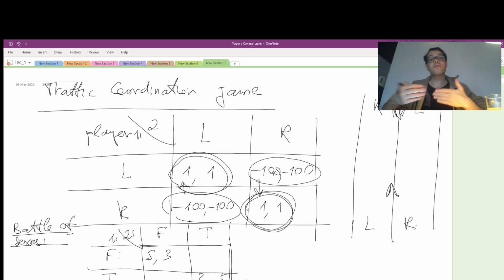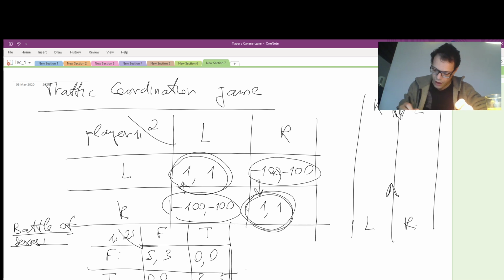However, if they don't coordinate, for example the man goes to tennis and the woman goes to football, or the other way around, then since they're not together, regardless of where they go, they just don't enjoy it at all. Now, that's the classical Battle of the Sexes, and here, of course, we have two Nash equilibria.